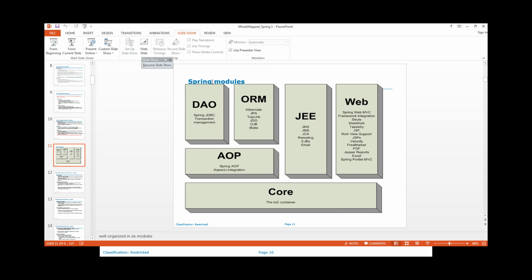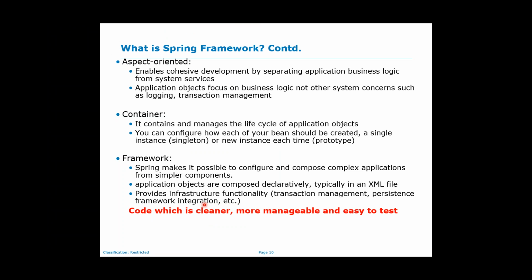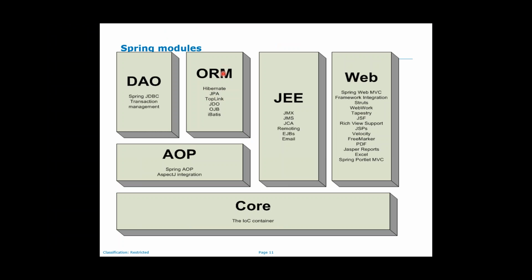Now over here, if you see, this will make it pretty clear. These are the various modules: JDBC and transaction management. If my application requires transaction management, then I can make use of this module. And then you have the object relational module, ORM, object relational mapping. It supports Hibernate, JPA, Toplink, JDO, OJB, and iBATIS. These are the various ORM frameworks supported by Spring.